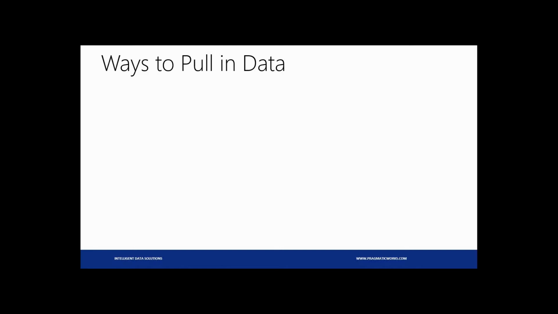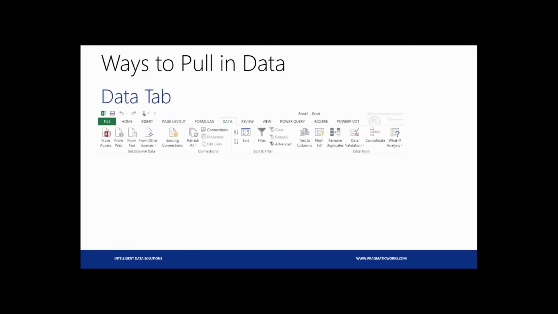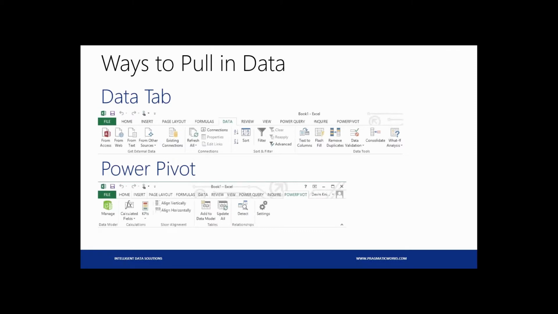Now, in previous versions of Excel, you could do this. You could pull in data through things like the Data tab that's been there for years. And you could also do this same kind of idea through Power Pivot, where you can pull data into a Power Pivot model as early as Excel 2010. So this functionality has been there. What makes Power Query special is that transformation layer. I can apply transformations before bringing data in.